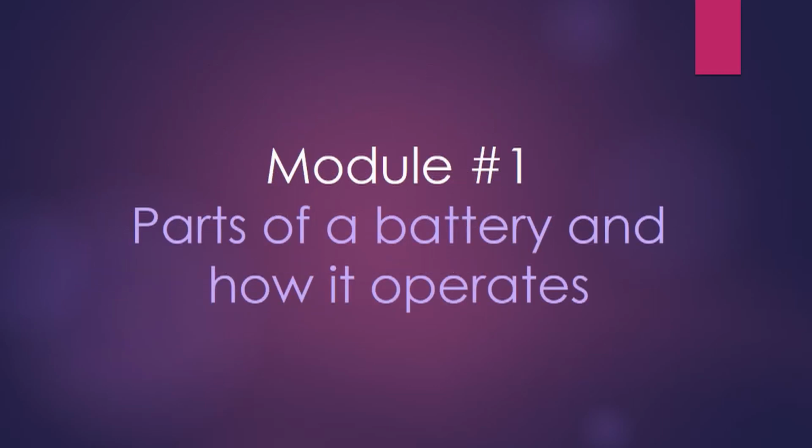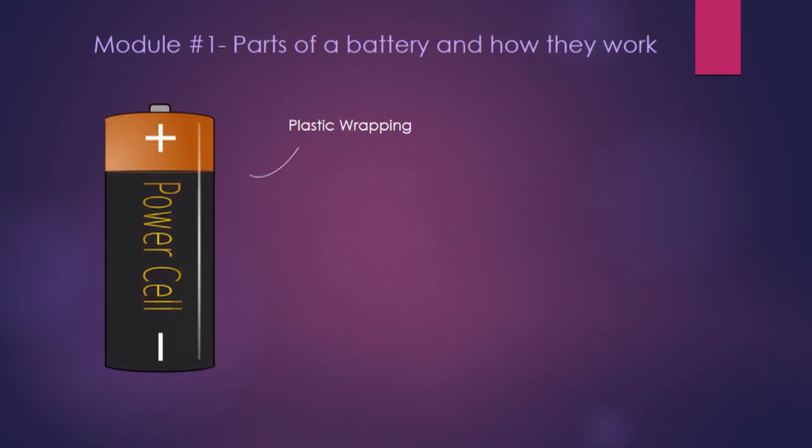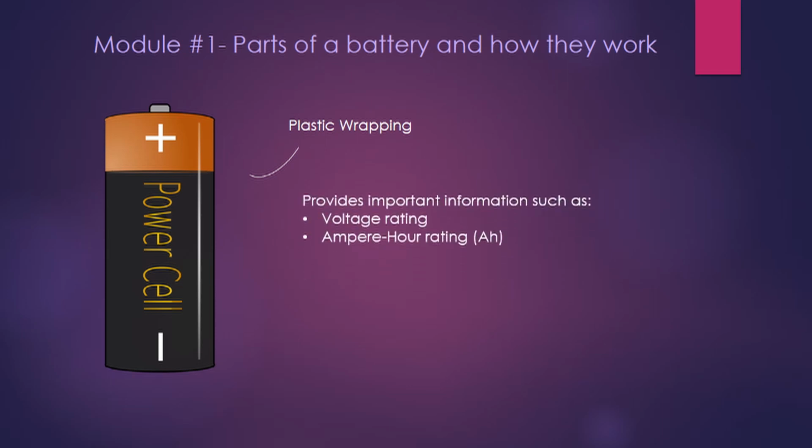Let's begin. The first part of a battery we will be talking about is the plastic wrapping. The purpose of the plastic wrapping is not just to provide free advertising for battery companies, but also provide key characteristics for the engineer. In particular, it's important to keep track of the voltage rating and the amp hour rating. These characteristics will be discussed in detail in Module 2.